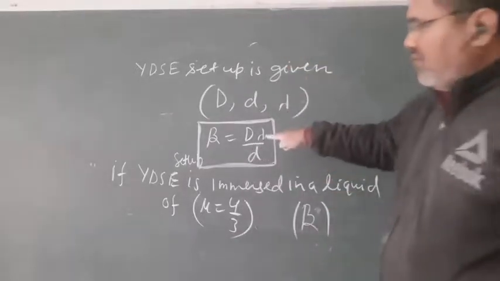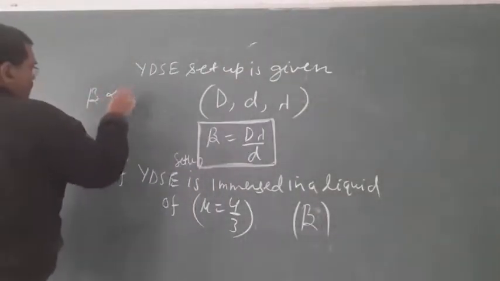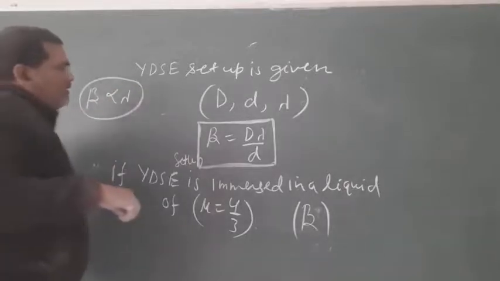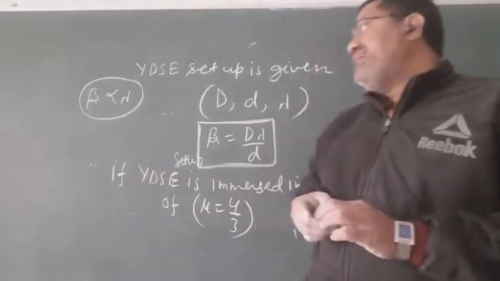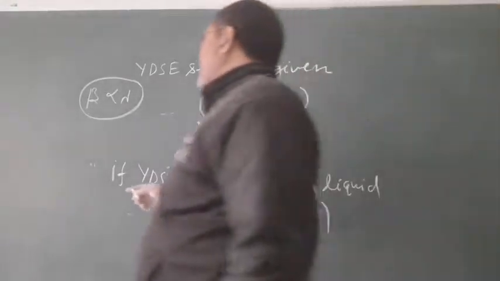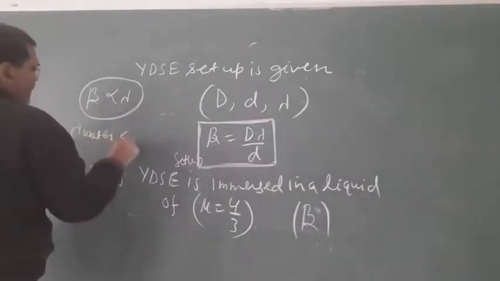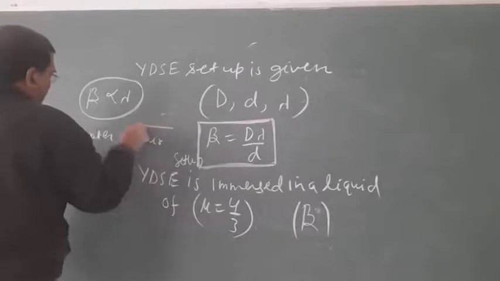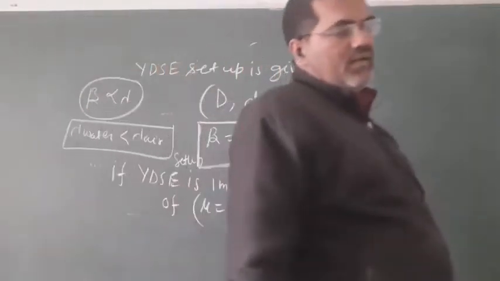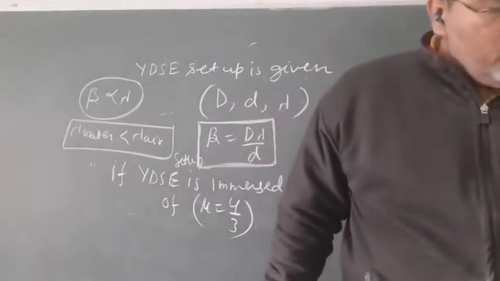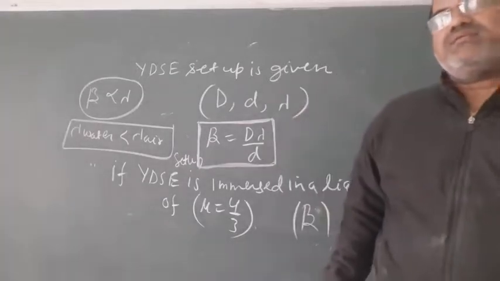As we know, fringe width is directly proportional to lambda, and if we travel from a rarer to a denser medium, lambda will decrease, so fringe width will also decrease, because lambda in water is less than lambda in air. So fringe width will decrease. This was the answer, and this question was asked in 2000, I think 2001.